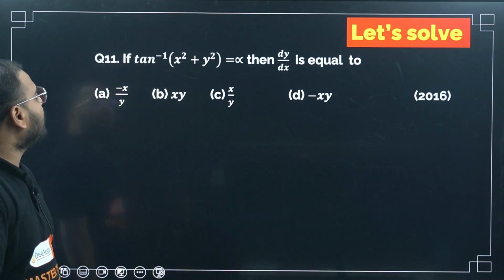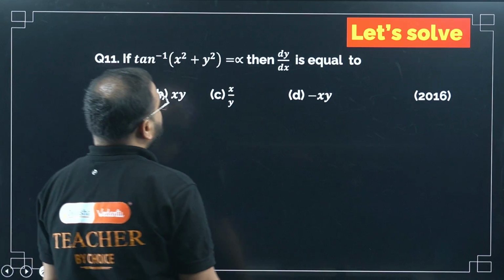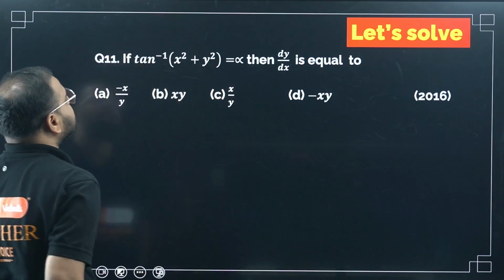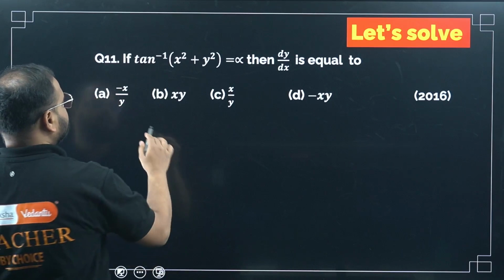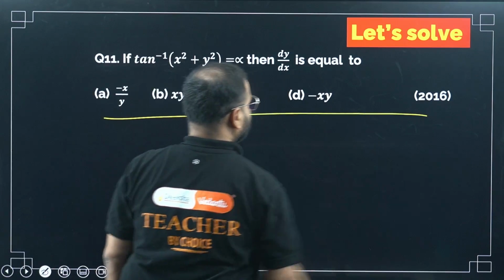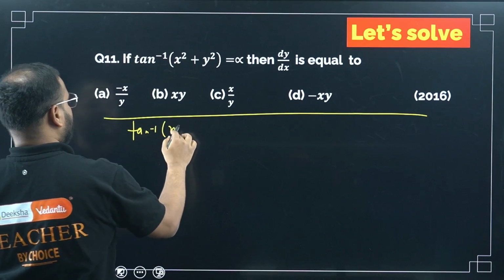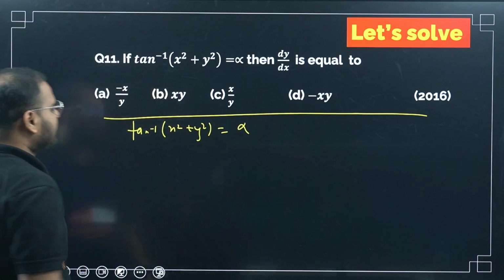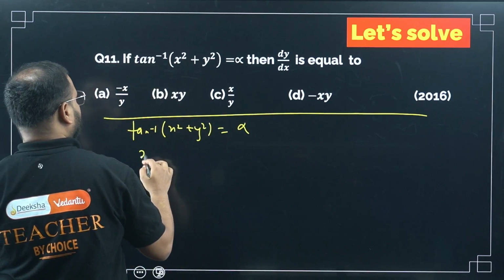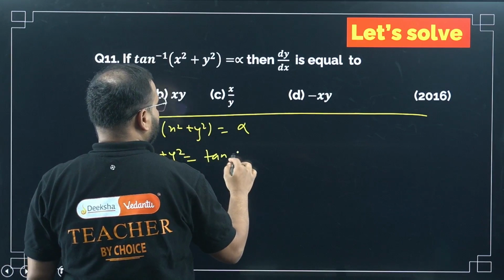Let's move on. Tan inverse of x square plus y square equals alpha. Find dy by dx. Can I simplify this? Yes, I can. How will I do that, sir? Any idea? I think you will have some ideas. I can take tan on that side. It will become tan alpha.